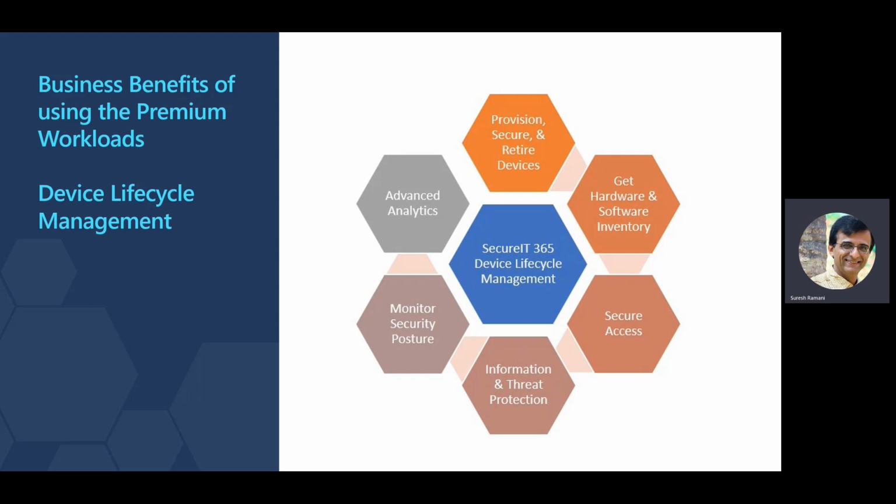Provision, secure, and retire devices. This could be new corporate devices or allocation of a device of an ex-employee to another employee. Number two, get hardware and software inventory. Very few customers have a clear idea of how many devices they own that are used by the employees. The usual process is to do a physical count, which can take days and weeks and is highly inaccurate. With our service, you can get up-to-date information on corporate and BYOD devices that are accessing the corporate information. Not only that, we can also get visibility into apps being used on various devices.